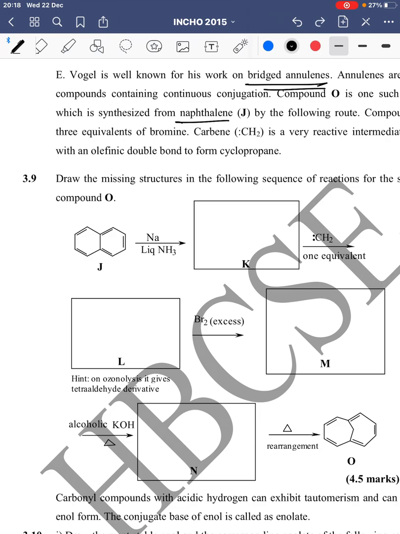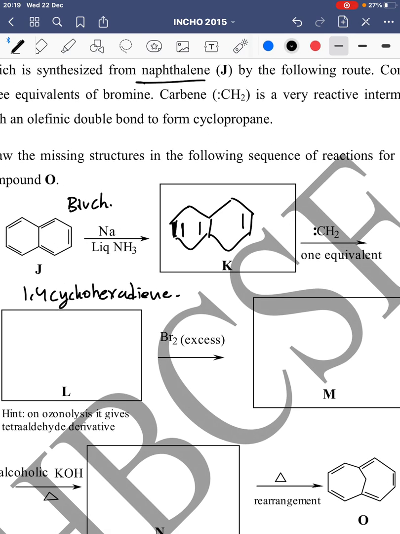In the first step there is Na, liquid NH3, so it would do Birch reduction and form the 1,4-cyclohexadiene. So we can write directly the 1,4-cyclohexadiene would be this, not in conjugation. So the answer for our K part would be this.